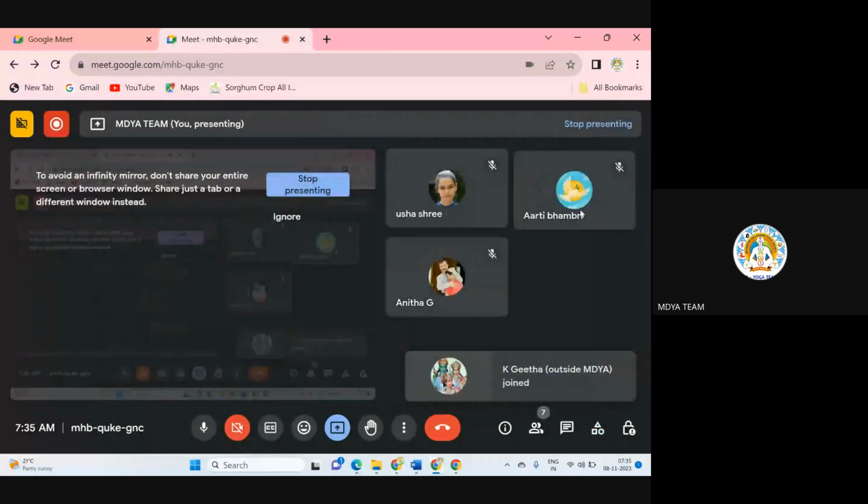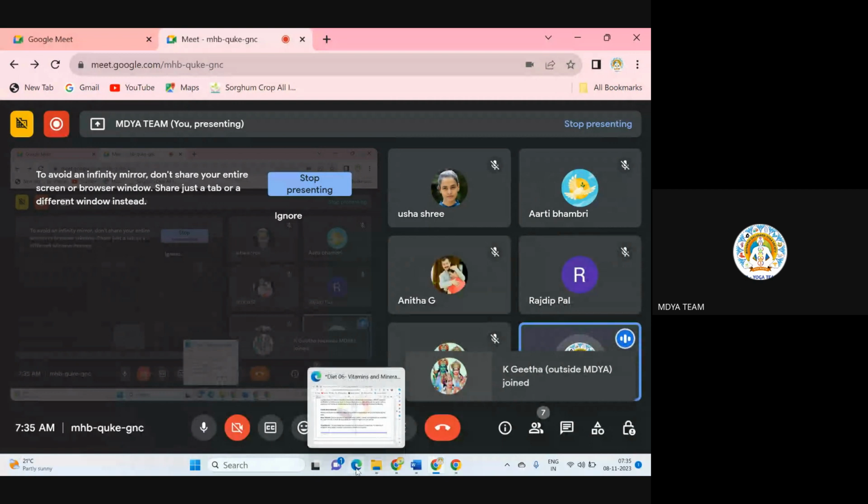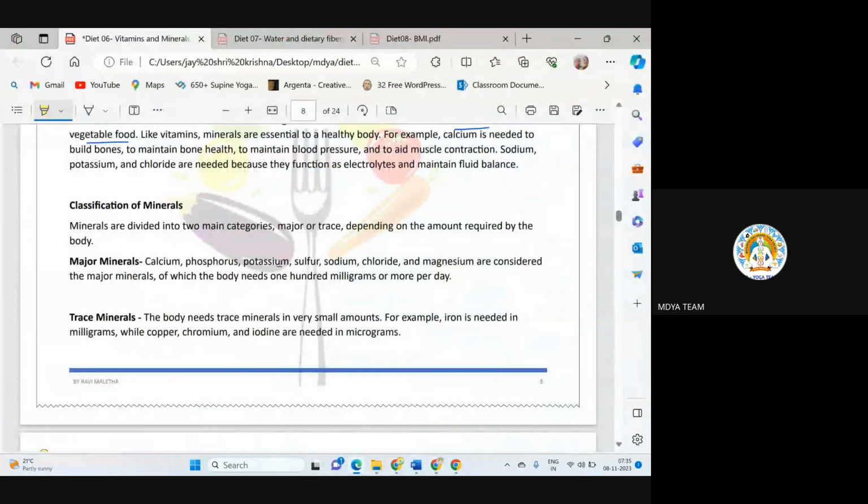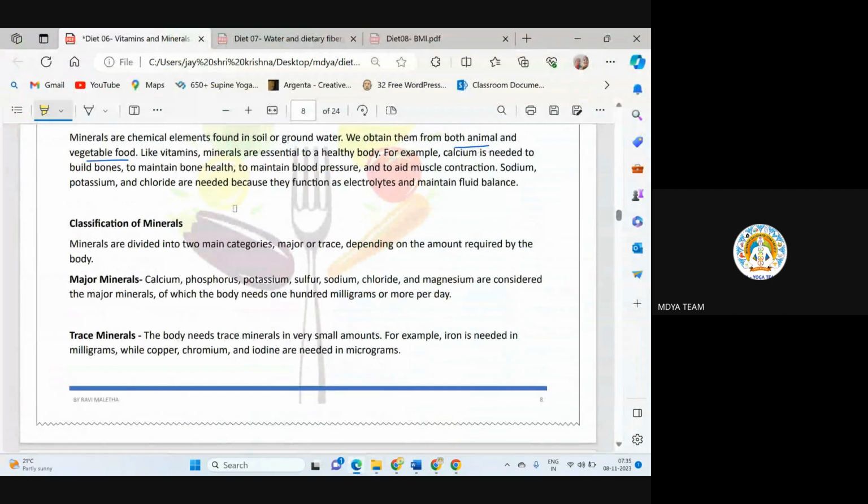Okay, again, I am telling you, please don't confuse between so many functions of vitamins and minerals. You can remember the major one which I am telling you to remember. Okay, now let's come to minerals. What is the difference between vitamins and minerals?